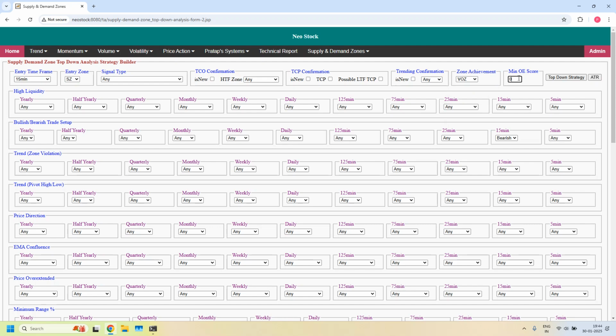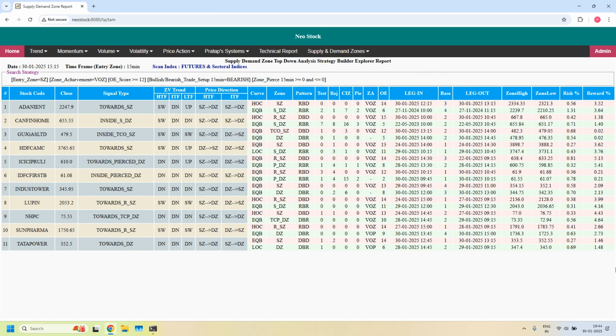Zone achievement VOZ, minimum odd enhancer score 12. All 3 filters are applied to 15 minute supply zone. Let's filter. We got 11 stocks. So these 11 stocks are currently supporting bearish trade setup for daily income trade. And entry time frame zones are 15 minute supply zones. So all these zones are 15 minute supply zones supporting bearish trade setup.